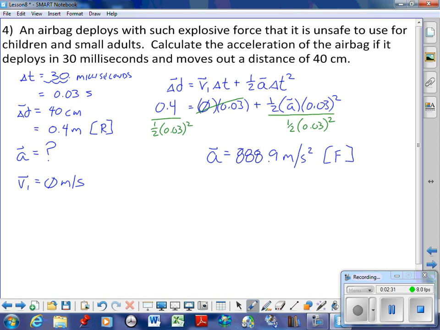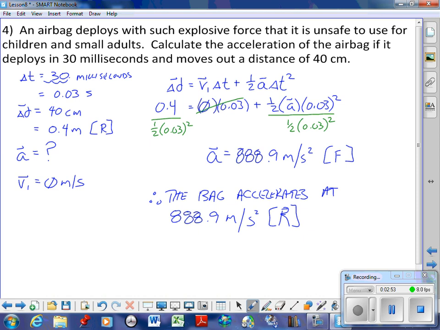Okay, extremely fast. So therefore, the bag accelerates at 888.9 meters per second squared. I guess I should be using right rather than forward. So very, very fast, but remember, it doesn't maintain this acceleration for a very long period of time. The acceleration lasts for 0.03 seconds. So it's a very explosive force, but it's not a very enduring force or enduring time frame.